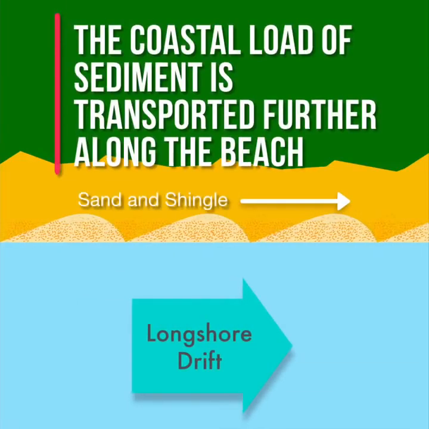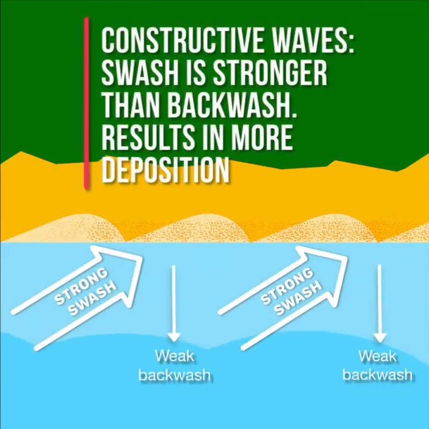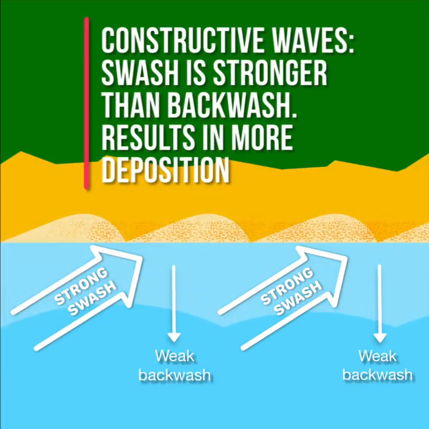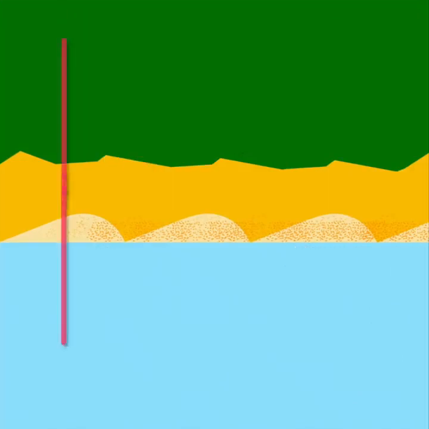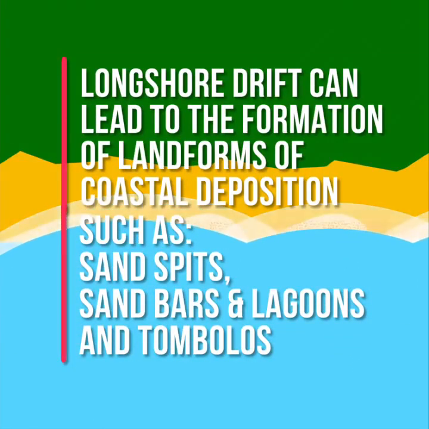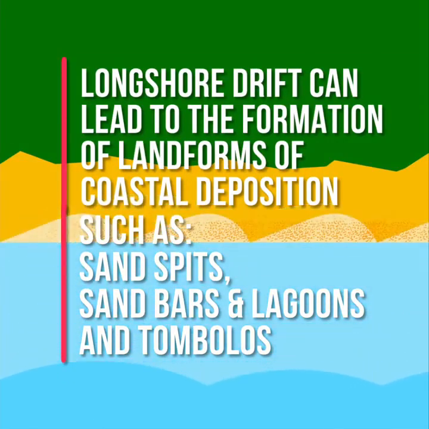The coastal load of sand and shingle is transported further along the beach by longshore drift. With constructive waves, the swash is stronger than the backwash, which results in more sediment being deposited as longshore drift takes place. The process of longshore drift can lead to the formation of landforms of coastal deposition, such as sand spits, sandbars and lagoons, and tombolos.